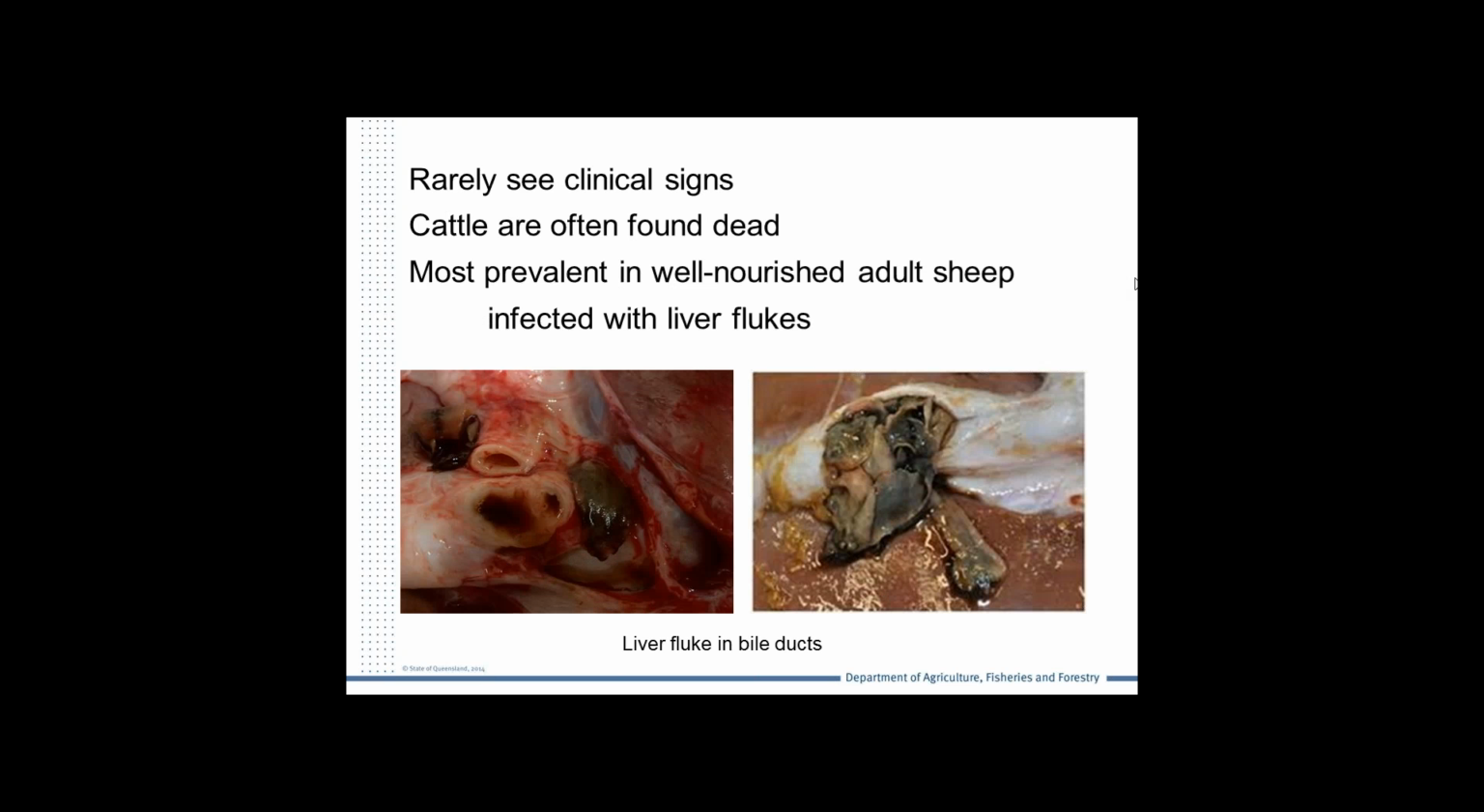Again, you rarely see clinical signs in animals, and cattle are often found just dead. In sheep, the animals are often 2 to 4 years old. They tend to lag behind the flock, lie down and die within a few hours. Most cases occur in the summer and early autumn when liver fluke are at their peak. And the disease is most prevalent in well-nourished adult sheep. And as I said, it seems to be limited to animals which are infected with liver fluke. These pictures just show adult liver fluke in the bile ducts in the liver.